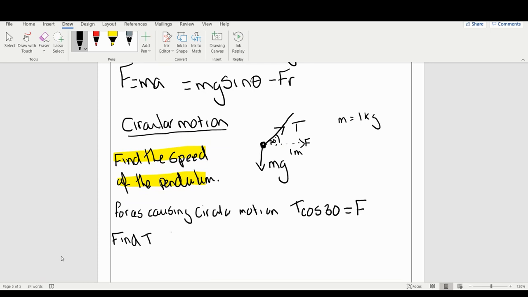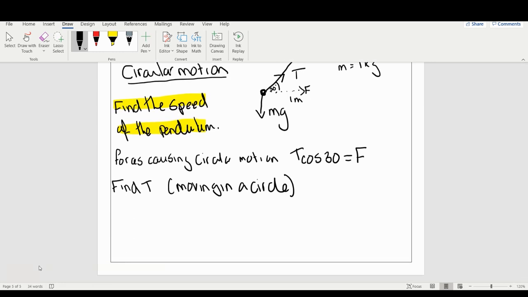I know it is only moving in a circle, so it is in equilibrium up and down. If I actually draw a diagram, I've got T here, and I've got G here, because it's 1 times G.